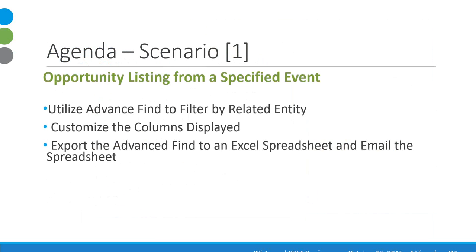So to start off with our agenda, we're going to go through three scenarios today. Our first scenario is an opportunity listing from a specified event. We're going to utilize Advanced Find to filter by a related entity, customize the columns displayed, and then export that Advanced Find to an Excel spreadsheet and email the spreadsheet.